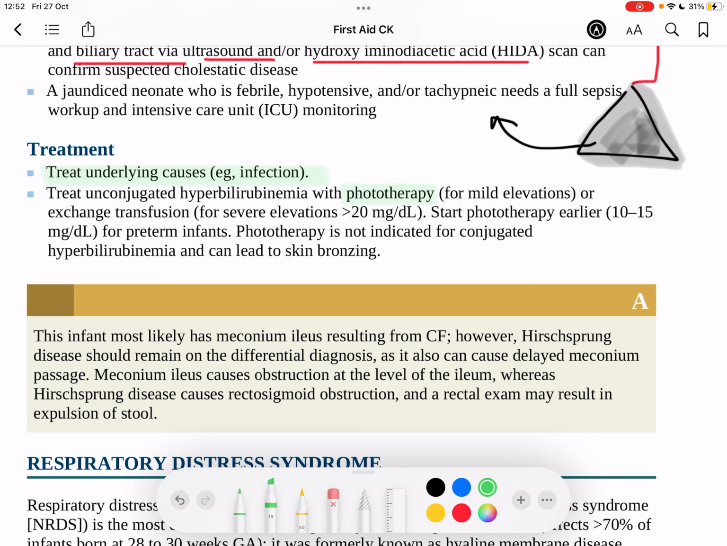So this is reserved for mild unconjugated hyperbilirubinemia. If we have severe elevations of unconjugated hyperbilirubin, we want to be doing an exchange transfusion, okay? General rule of thumb, start phototherapy earlier for preterm infants. Phototherapy is not indicated for conjugated hyperbilirubinemia, and it can lead to skin bronzing, okay? So if a patient has Dubin-Johnson, has cholestasis, do not give phototherapy. Common mistake that us students and doctors make.